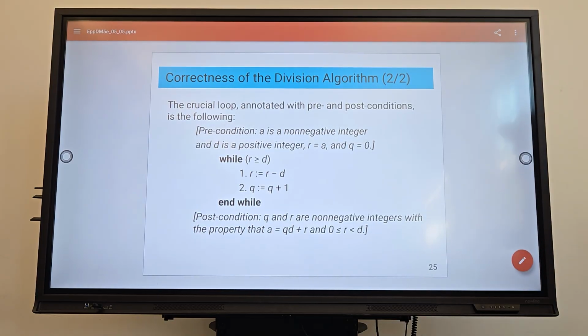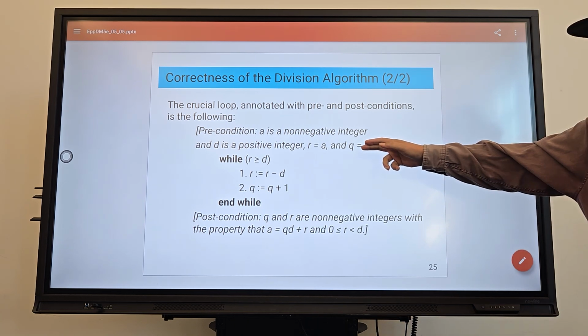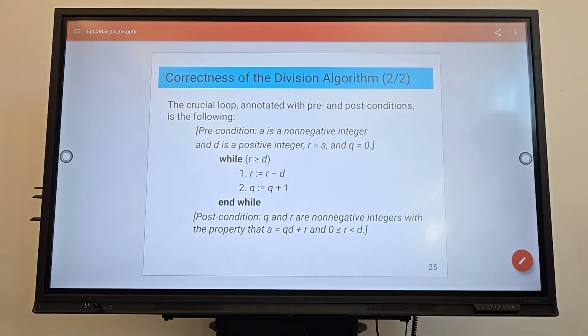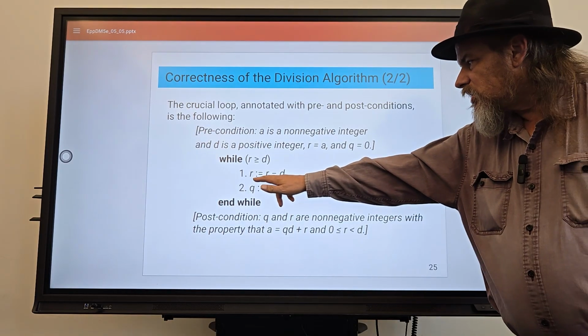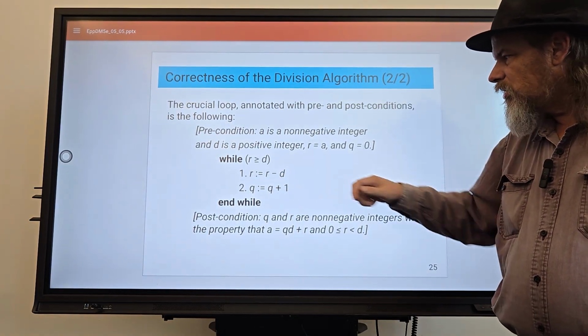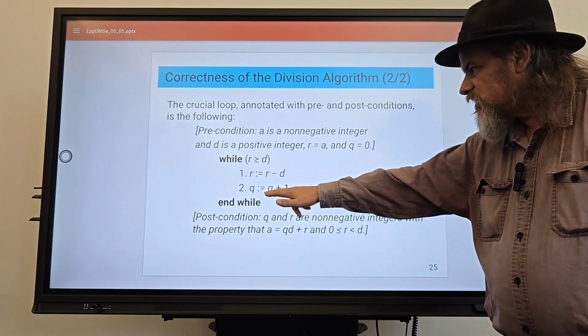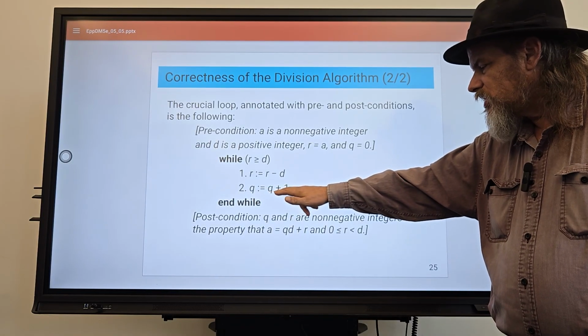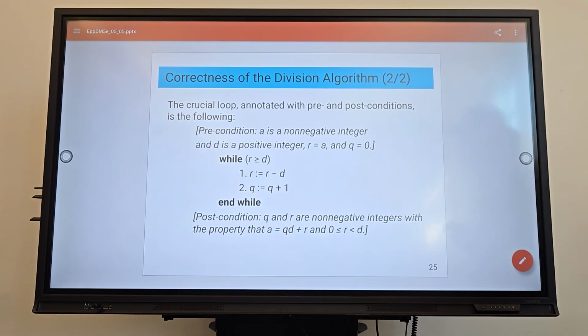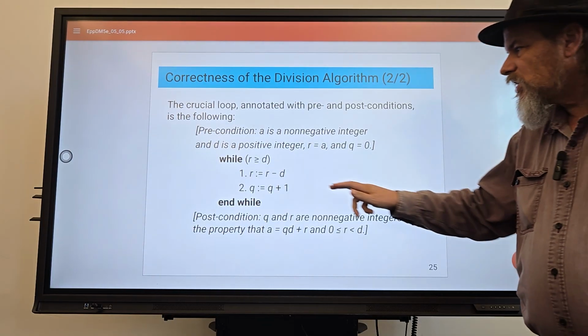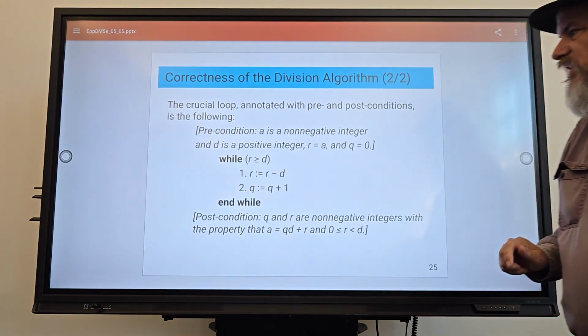The crucial loop, annotated with pre and postconditions, is the following. Just this algorithm here, where the primary lines of code are r equals r minus d, the divisor, and quotient is increased by 1, as long as r is greater than or equal to d.